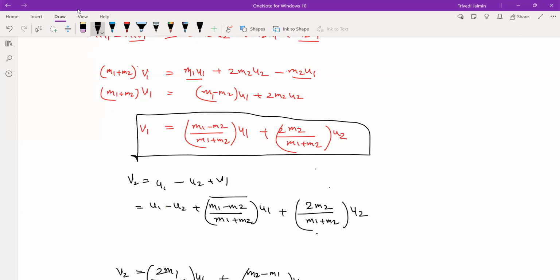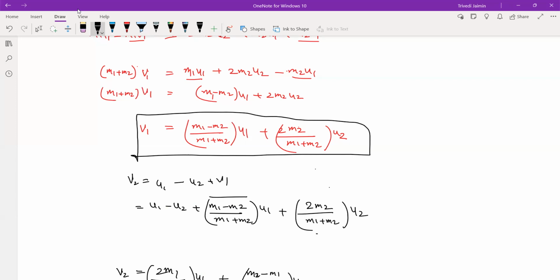So I got v1 is equal to u1 into (m1 minus m2) plus 2 m2 u2, by (m1 plus m2). But you forgot m1 plus m2 in the denominator. Yes, sir, I took the whole denominator as common like that. Yeah, that also works. Fine. Same thing.